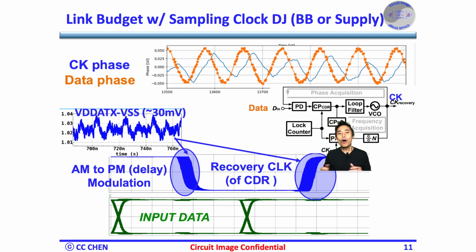To be clear, all kinds of CDR would have different DJ sources depending on the topology you choose, and you must evaluate all the DJ from the sampling clock carefully and put them into your link budget. Okay, everything looks good since we discussed the data path RJ and DJ, and the clock path RJ and DJ.